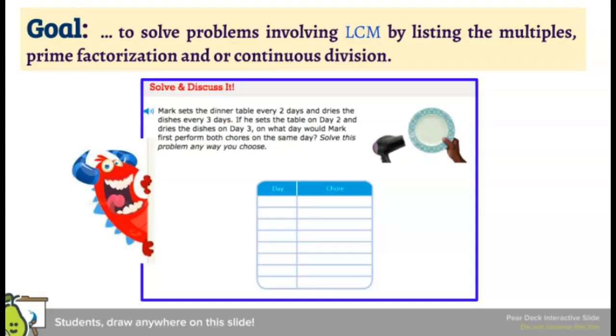So with this, we're going to work on the next problem. Let's see what this problem is. Mark sets the dinner table every 2 days and dries the dishes every 3 days. If he sets the table on day 2 and dries the dishes on day 3, on what day would Mark first perform both chores on the same day? Solve this problem in any way you like. There is a table here that you could work on. Go ahead. I'll check back on you in a minute and a half.